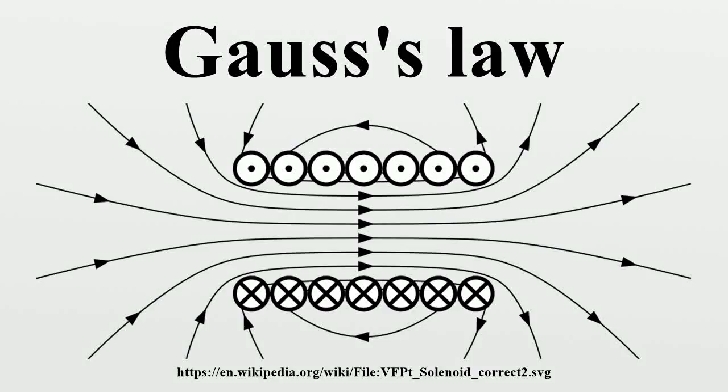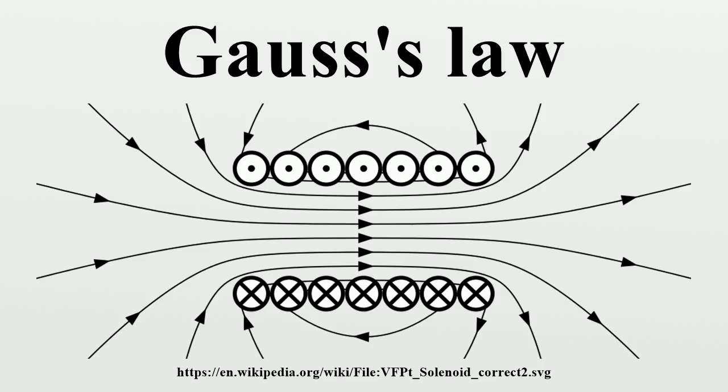In physics, Gauss's law, also known as Gauss's flux theorem, is a law relating the distribution of electric charge to the resulting electric field. The law was formulated by Carl Friedrich Gauss in 1835, but was not published until 1867. It is one of Maxwell's four equations, which form the basis of classical electrodynamics, the other three being Gauss's law for magnetism, Faraday's law of induction, and Ampere's law with Maxwell's correction.